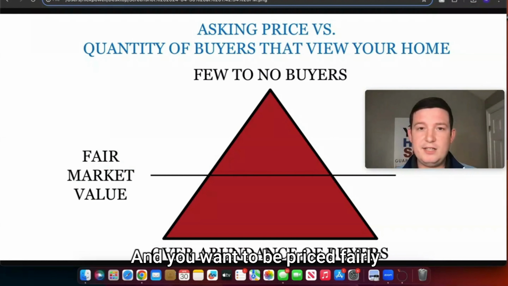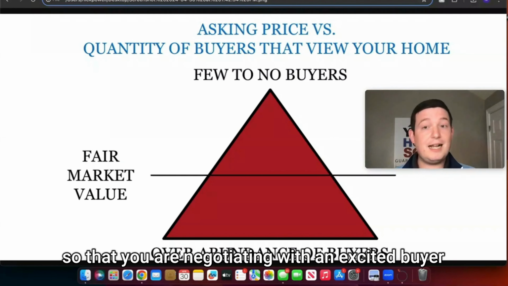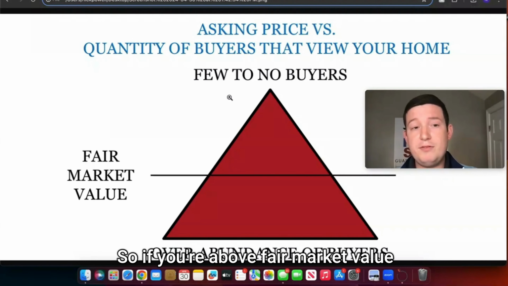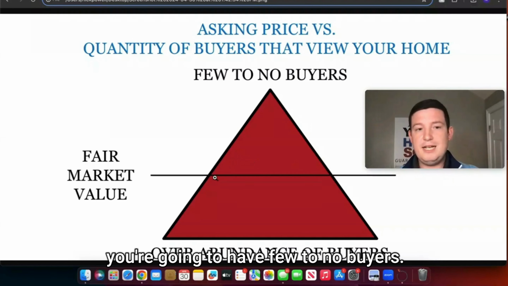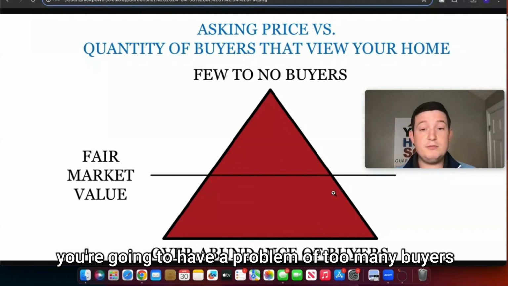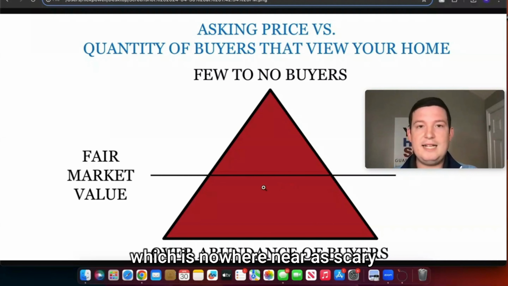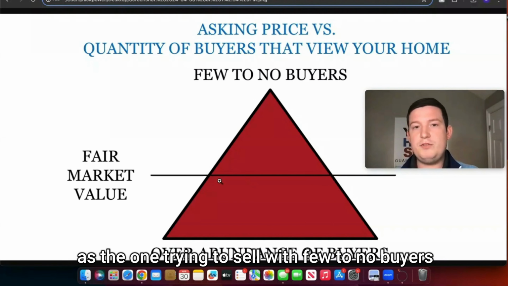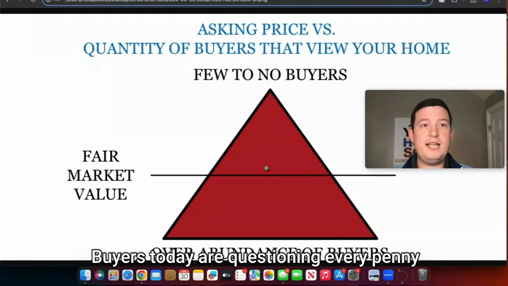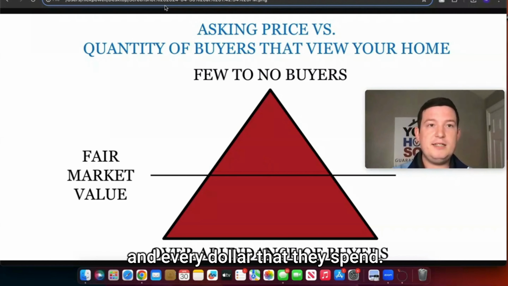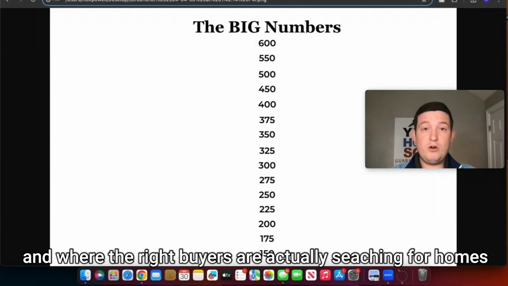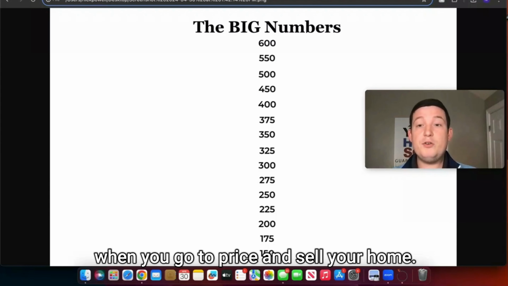You want to be priced fairly so that you are negotiating with an excited buyer and not a cautious one asking, like, why has it been on the market for so long? If you're above fair market value, you're going to have few to no buyers. If you're below fair market value, you're going to have the problem of too many buyers, which is nowhere near as scary as trying to sell with few to no buyers because you're above fair market value. Buyers today are questioning every penny and every dollar that they spend. So having your big numbers correct, where the right buyers are actually searching for homes, is going to help you be more successful when you go to price and sell your home.